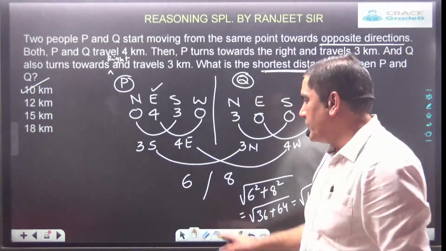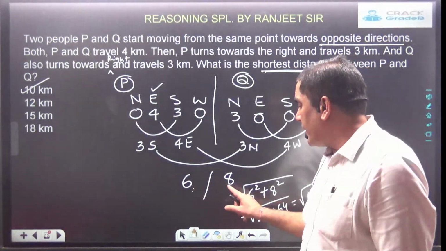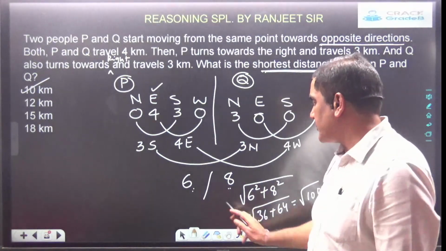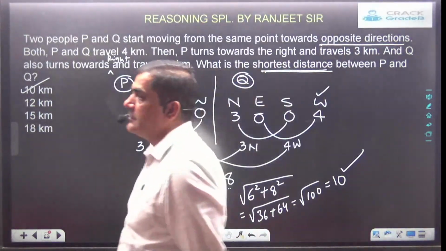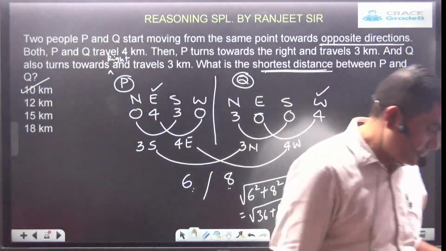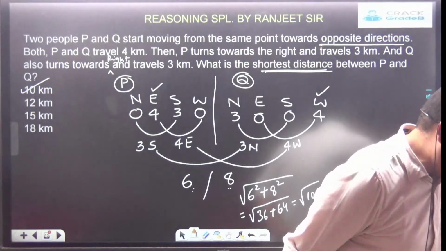Here, if both the numbers come, then the answer should be the square root of the sum of the squares of these numbers. So 6 square plus 8 square comes out to be 100. The square root of 100 comes out to be 10. So the answer is 10 kilometer. Clear? Anyone, any problem?